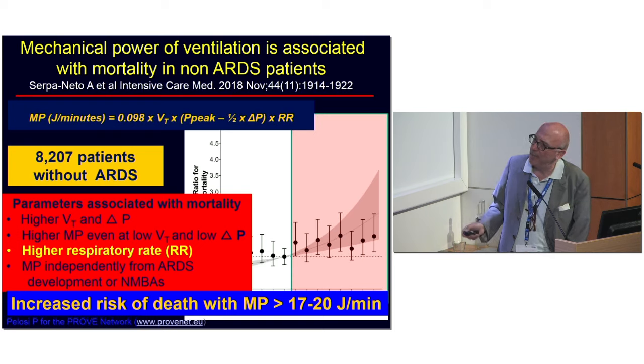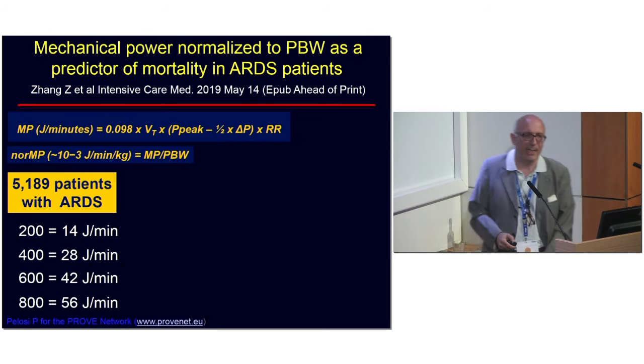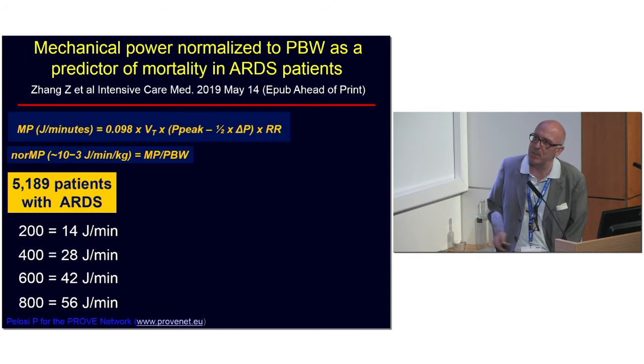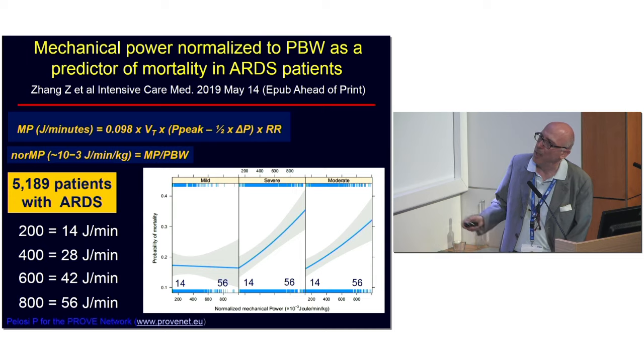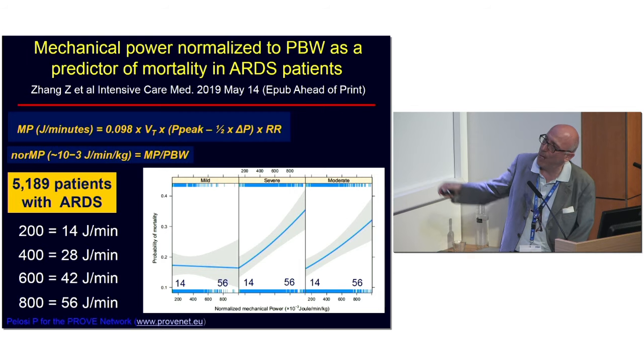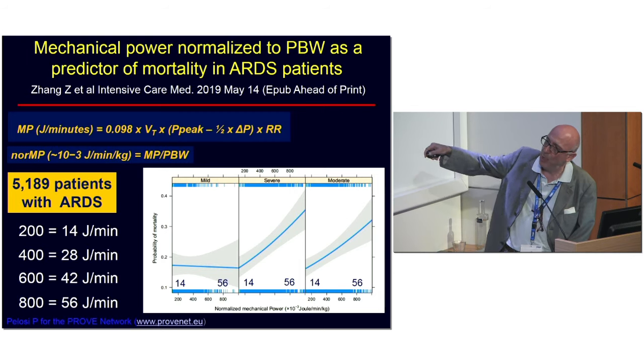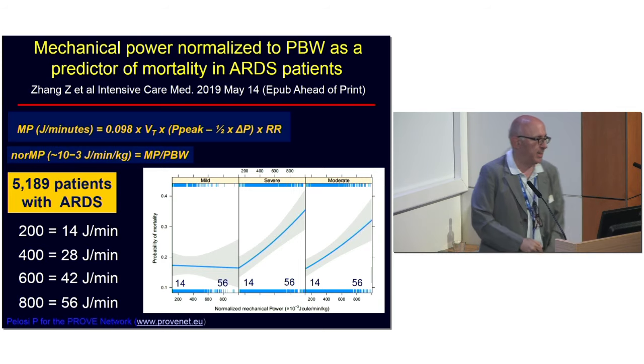So in non-ARDS, we found that the mechanical power threshold in terms of risk of death was around 17 to 20 joules per minute. Another very recent study from China, a big population of patients with ARDS. You see here, they normalized mechanical power with the predicted body weight, and I transferred it here to joules per minute. And you see in mild ARDS, they did not find a relationship, but they found a constant relationship with severe or moderate ARDS. And you see when you have more than 17 or 20, the higher it is, the higher the risk.